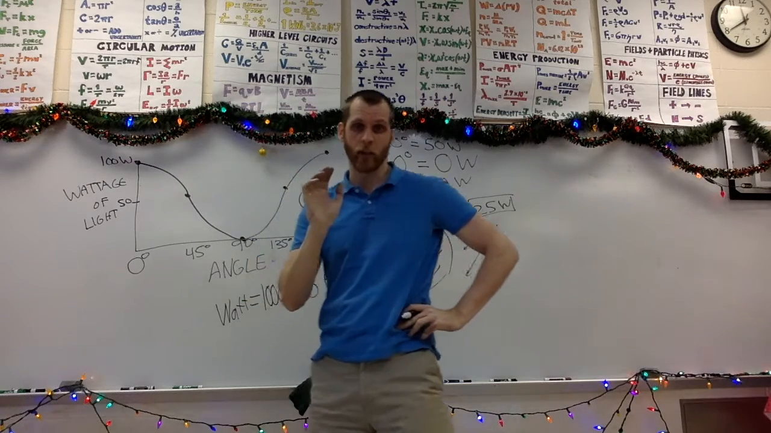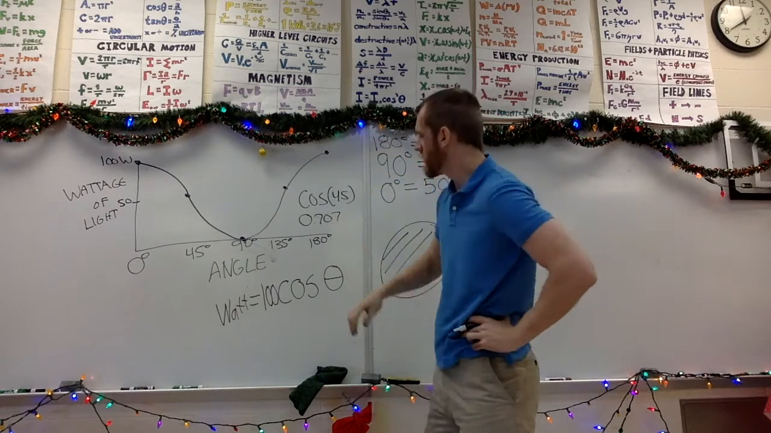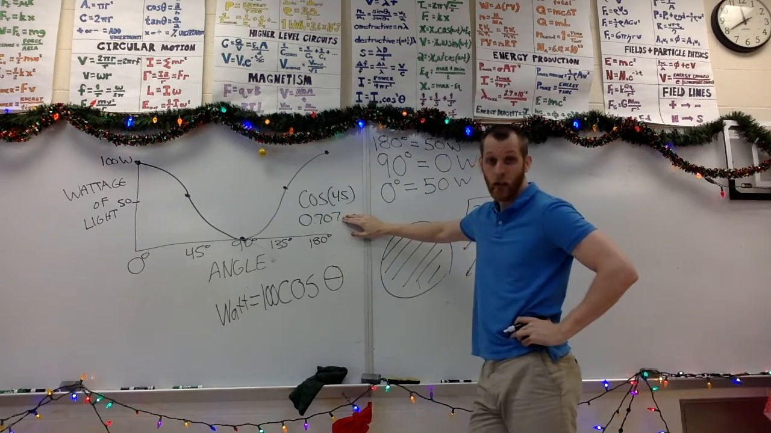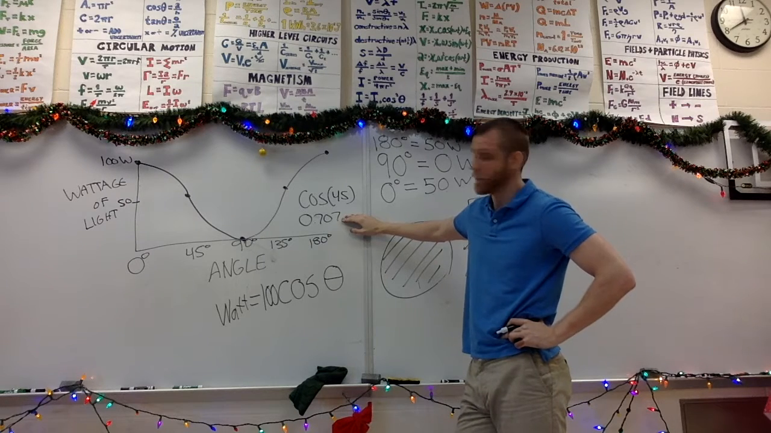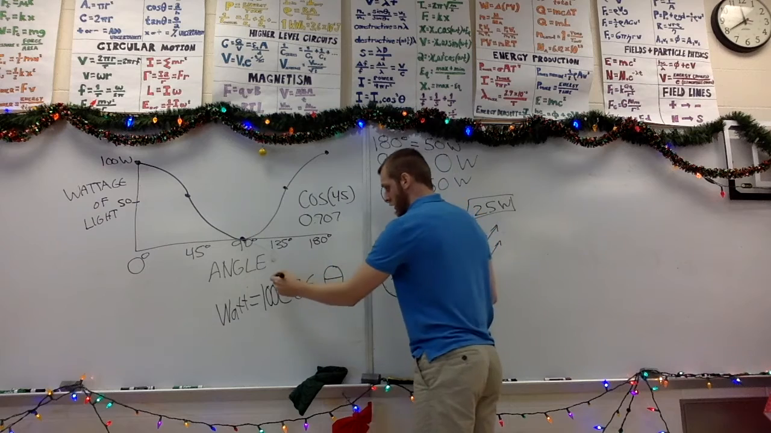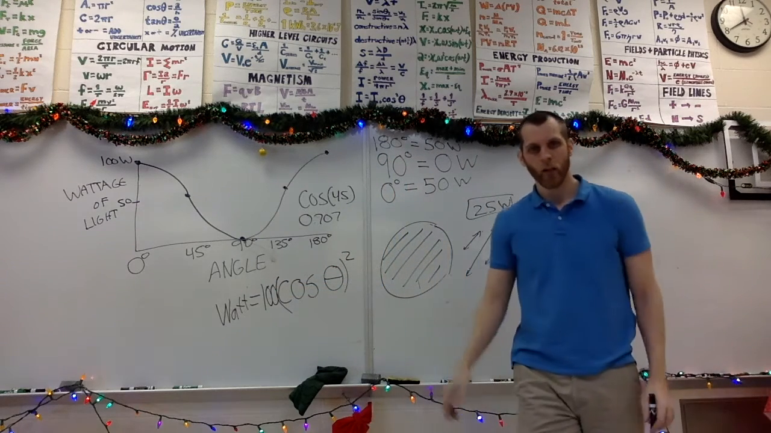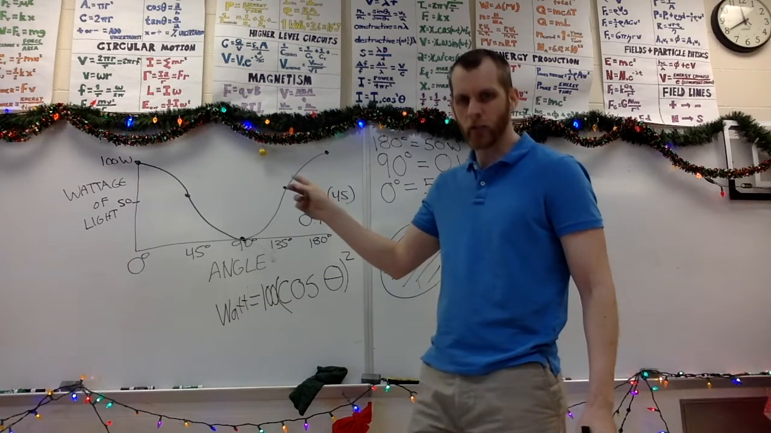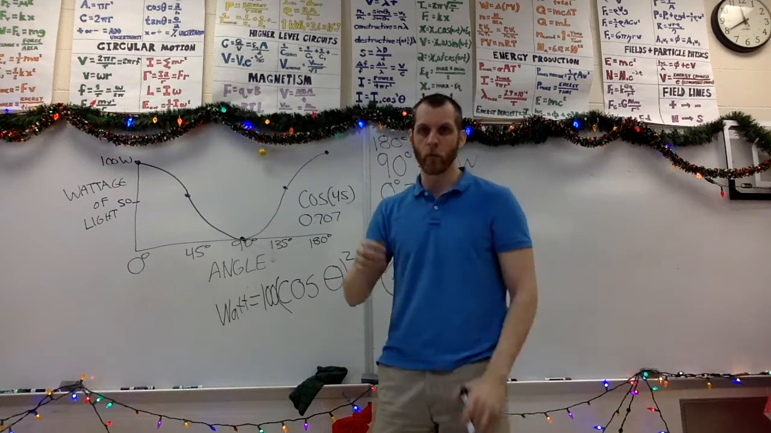It looks like a cosine of x graph, but it's actually cosine of x squared. Because if I take 0.707 and I multiply by 0.707, I get 0.5, which is 50%. So this graph is actually cosine of angle squared. So it looks like cosine of x, but it's actually cosine of x squared, which gives you the same shape, but just steeper, a little more intense.